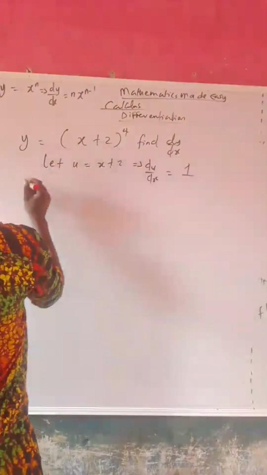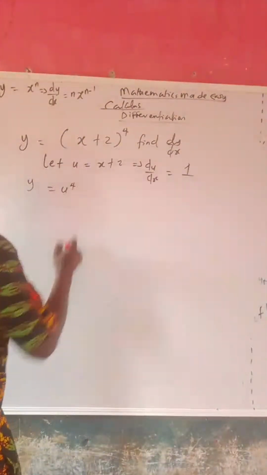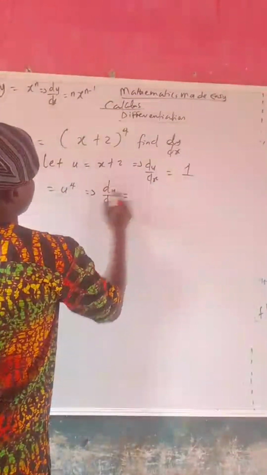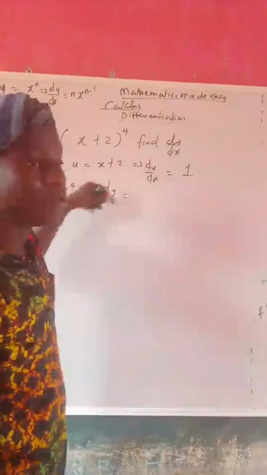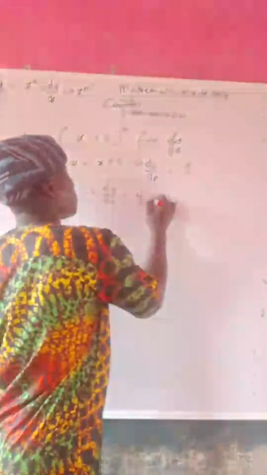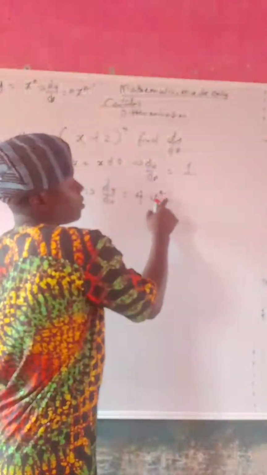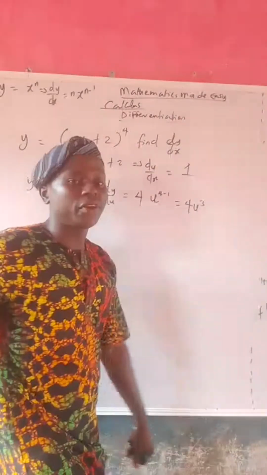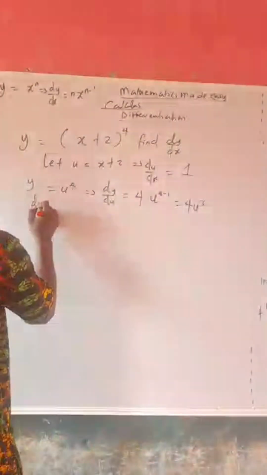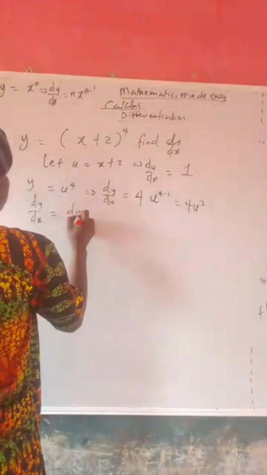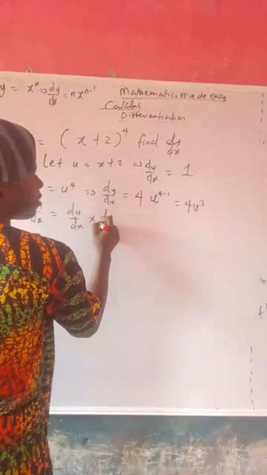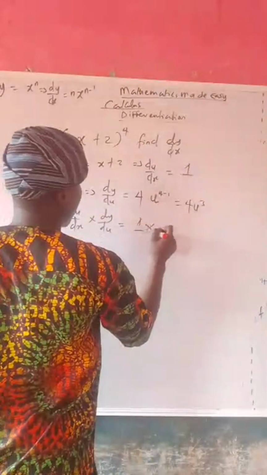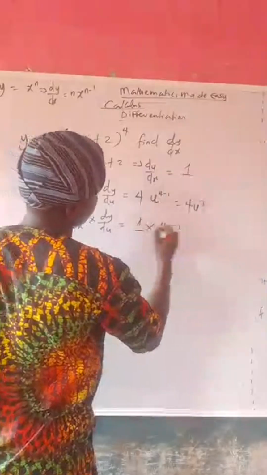So you come back here, you have y equals u raised to the power of 4. Then dy/du is equal to what? If you differentiate u raised to the power of 4, that's going to give us 4u raised to the power of 4 minus 1, and 4 minus 1 is 3. So this is 4u cubed. Good. So then we have dy/dx equals du/dx multiplied by dy/du. So du/dx is 1, and then dy/du is 4u cubed.